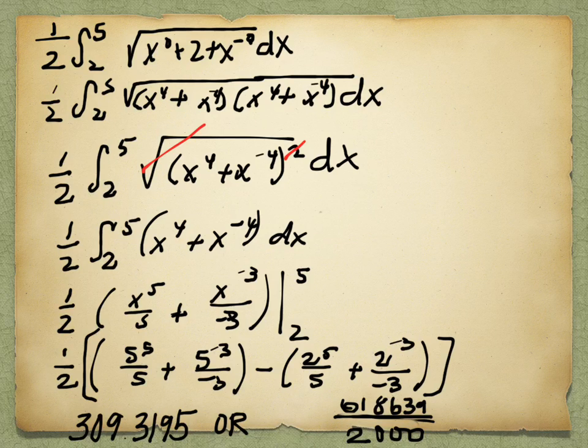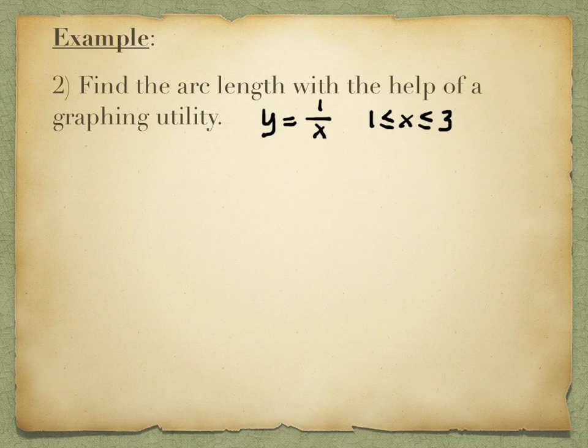Alright, so that's that one. We're going to take a look at number 2. Number 2 is a little bit more easy to work with just because of this keyword in the directions. It says find the arc length with the help of a graphing utility. What you will find very quickly in this particular problem is that we have to use a graphing utility to do the problem. So this is my arc length, which is s.